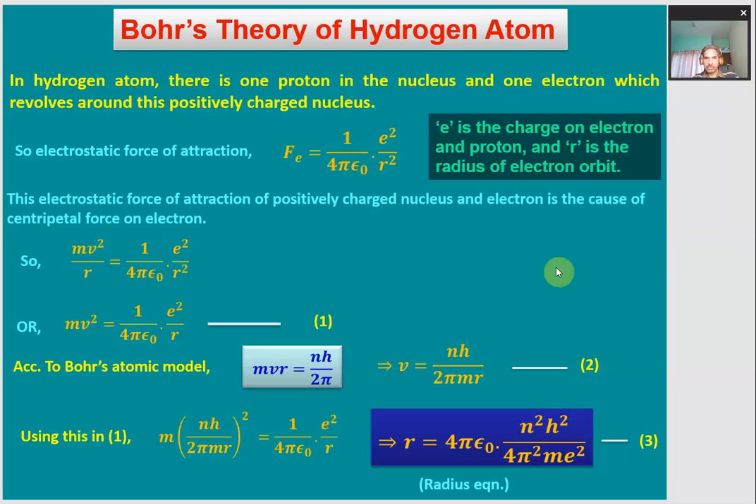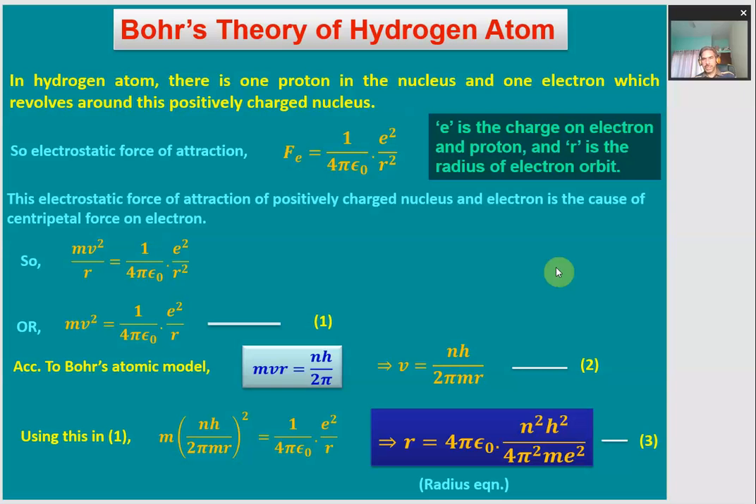atomic model. Now in this class we will try to understand how Bohr's assumption and Bohr's theory of the atomic model successfully explain the existence of spectral lines of the hydrogen atom. To begin with, we take the hydrogen atom. What is a hydrogen atom? It is an atom having one proton in the nucleus and one electron which revolves around this positively charged nucleus having only one proton.